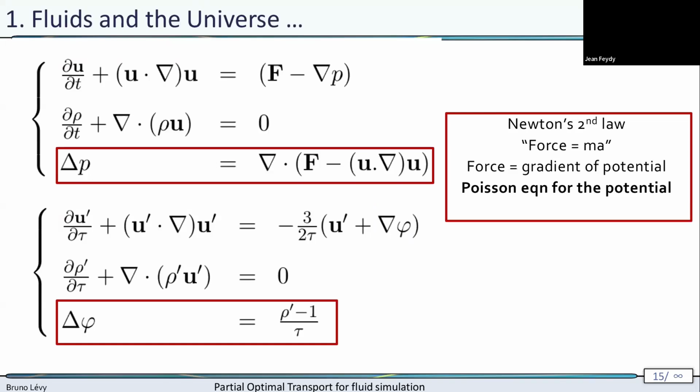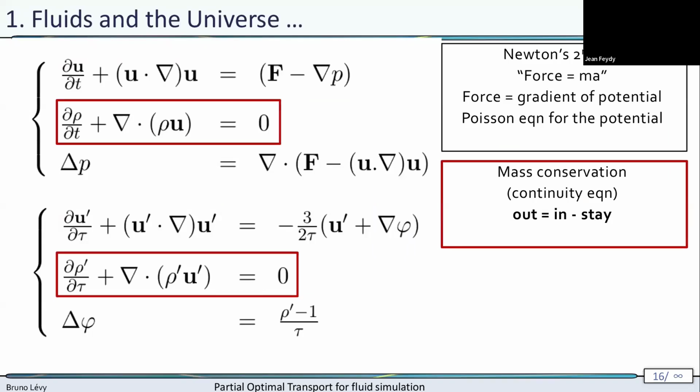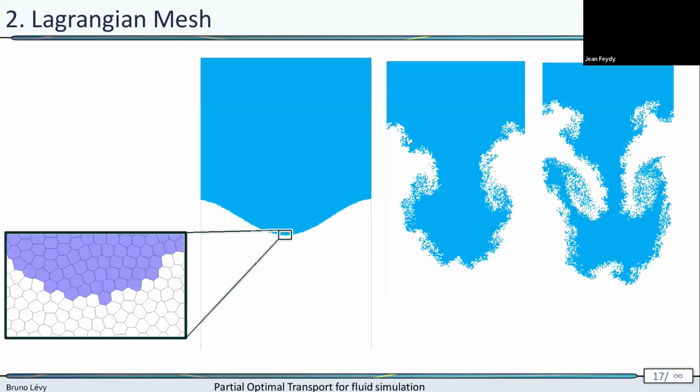The third equation is now a Poisson equation for the potential. It could be different for fluids and for gravity, but it's still a Poisson equation. And this one is conservation of mass, conservation of matter. This one is exactly the same in both cases. So this is how I got interested in both phenomena, because they are governed by the same type of equation. And something we wanted to do for this computation was to have a Lagrangian mesh.